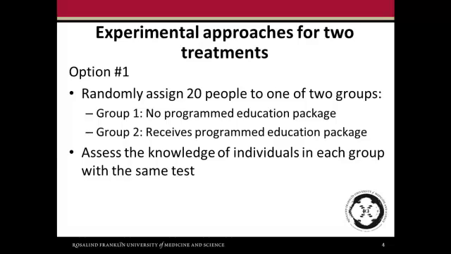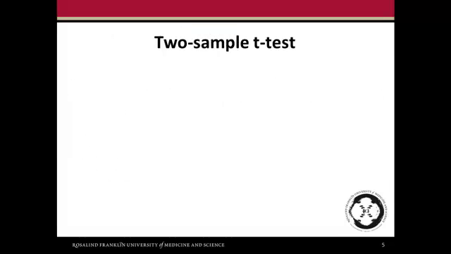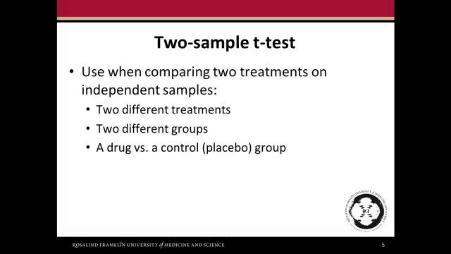And this type of design, where we're just taking a group of people and assigning some of them to one treatment and some of them to another treatment, is a two-sample design, and therefore we would use what's called a two-sample t-test. We have independent samples here. And we use this when we have two treatments on independent samples.